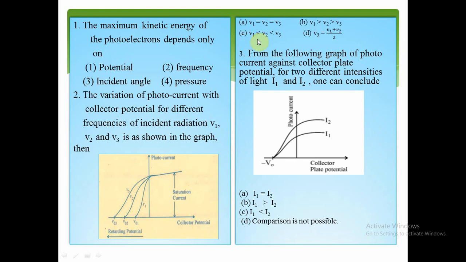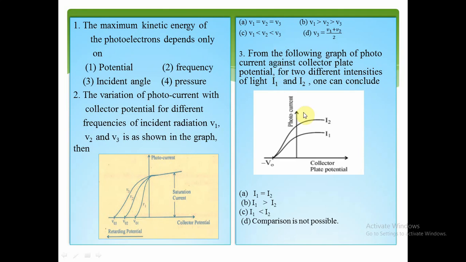Therefore, when the incident frequency is less, the stopping potential is also less. Therefore, option C is right. Option C is right. Nu 1 is less than nu 2, which is less than nu 3. This is the second easiest graphical question.